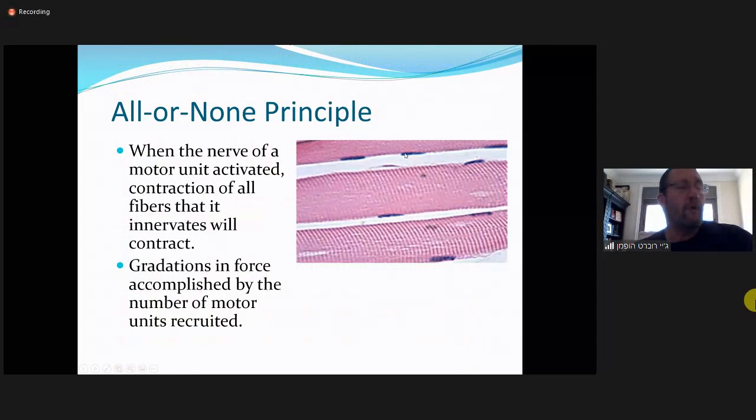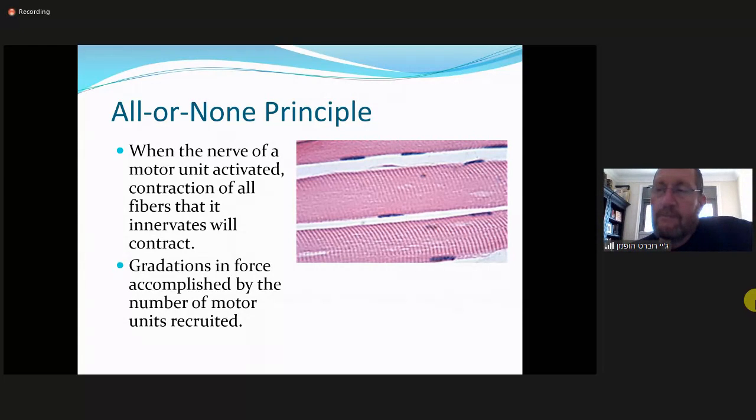Somebody brought up earlier the issue behind the all-or-none principle. Very simply, what the all-or-none principle is stating is that when the nerve of the motor unit is activated, all the fibers that it innervates will contract. All the fibers that nerve innervates will contract.